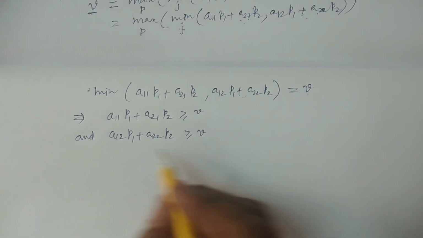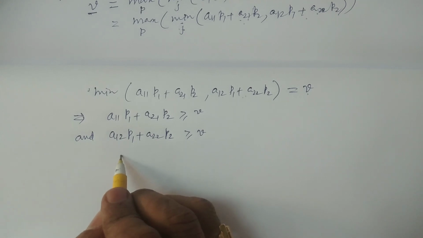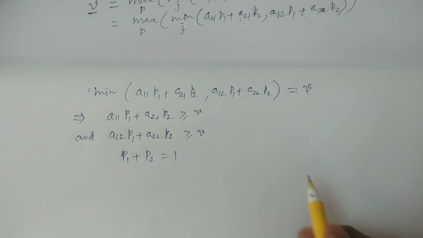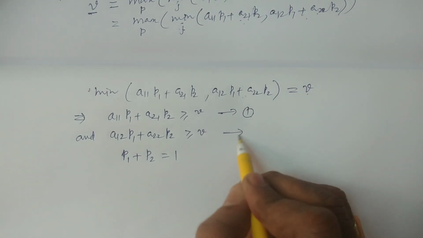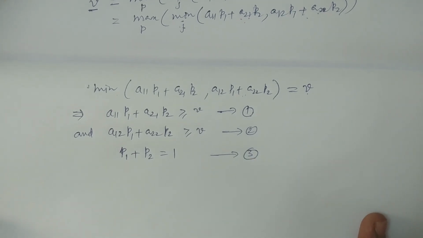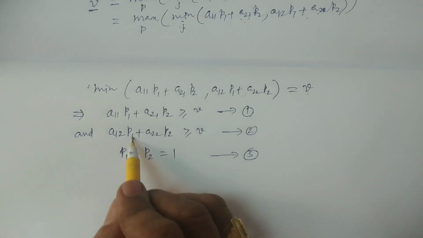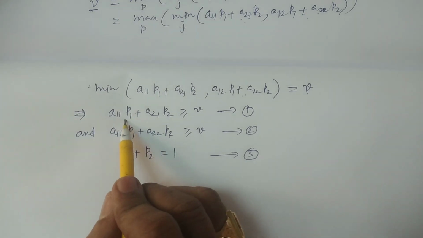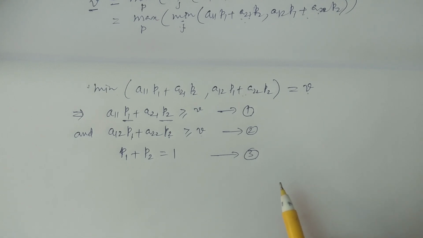And we know one particular equation for the probabilities of player A, that is P1 plus P2 is equal to 1. Let us consider this as 1, this as 2 and this as 3. These are the three equations or inequations. We have to solve for the value of the game mu as well as the probabilities P1 and P2. What is required from this maximin principle is to calculate the probabilities P1 and P2, the probabilities of selecting strategies A1 and A2 of player A, and the value of the game mu.